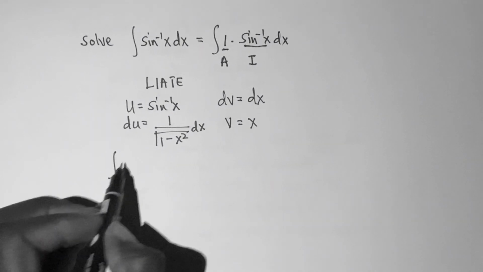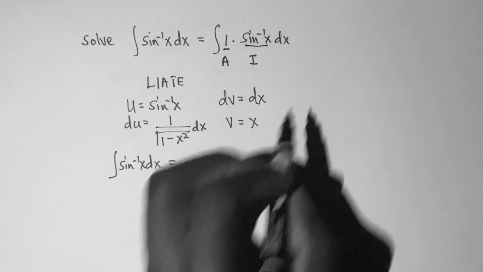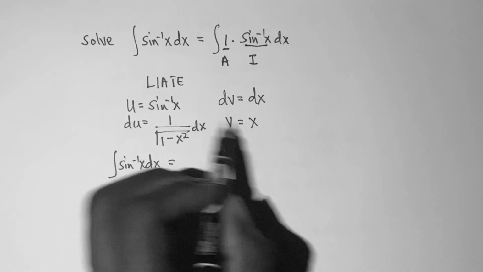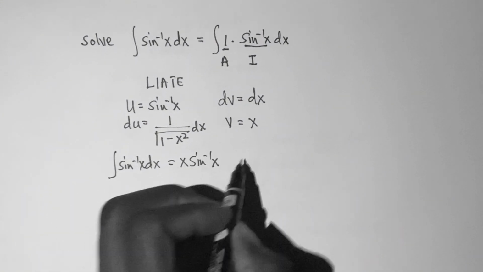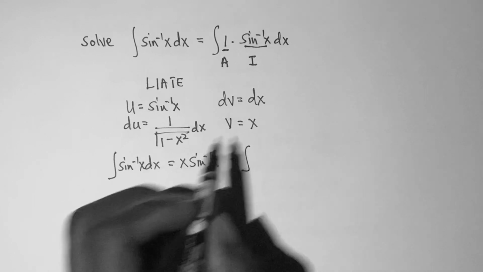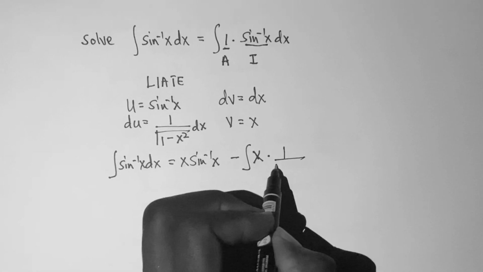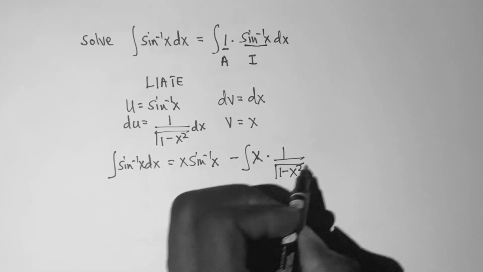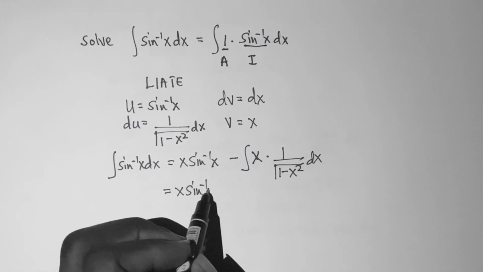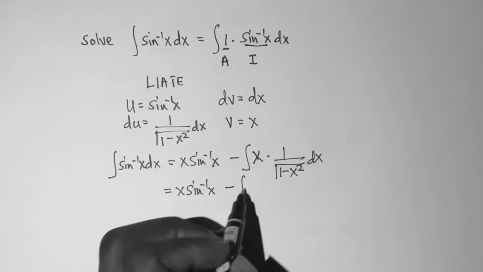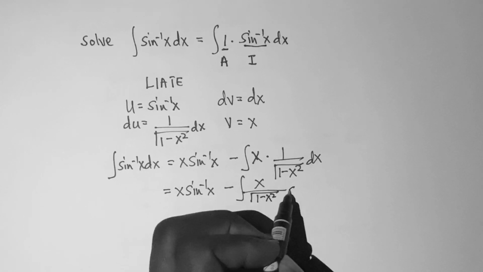And therefore, the integral of sine inverse of x dx is equal to, remember the formula is uv. So our u is sine inverse of x and v is x. So x sine inverse of x, then minus the integral of v du. V is x, then du, so times 1 over square root of 1 minus x squared dx. So this is equal to x sine inverse of x, then minus the integral of x divided by square root of 1 minus x squared dx.